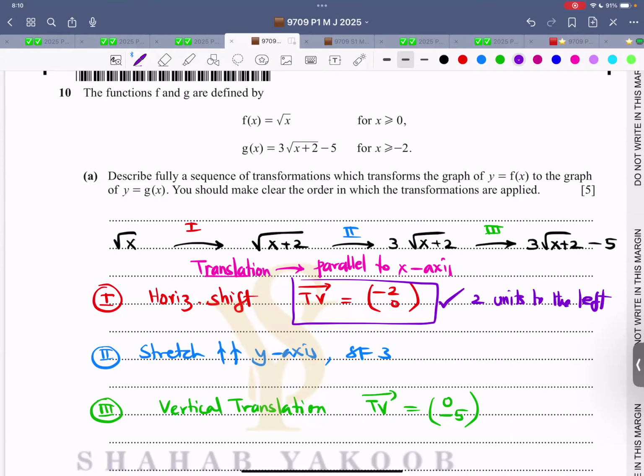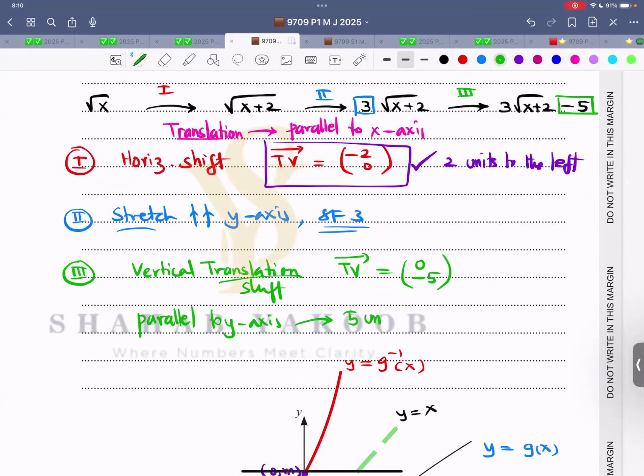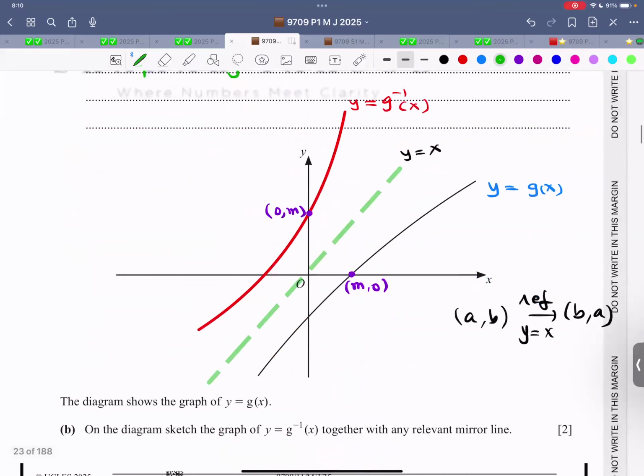Then this 3 comes in. So this 3 over here, that comes in. What is happening? It is a stretch parallel to y-axis. Scale factor is 3. And what is the third thing? The third thing is this -5, vertical translation or vertical shift. You can also say parallel to y-axis. And the graph moves 5 units down. And then don't forget to give the translation vector. This one was very easy.